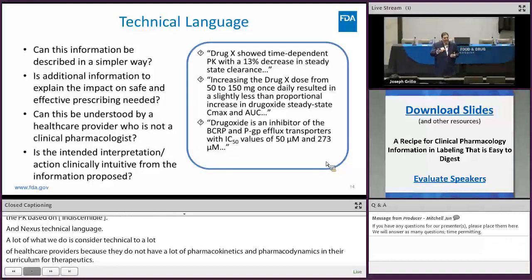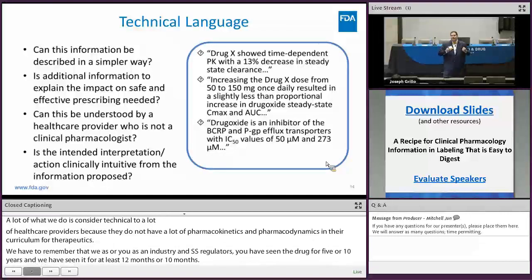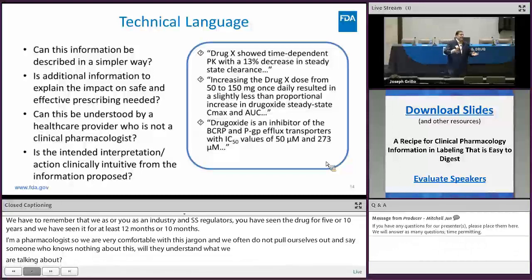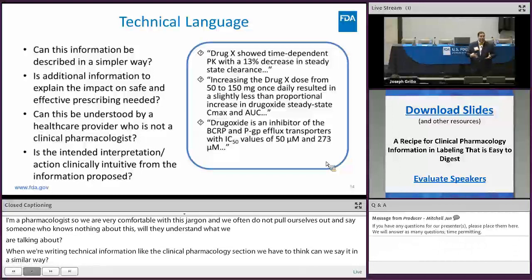I'm a pharmacologist, and so we're very comfortable with this jargon. And we often don't pull ourselves out and say, well, is someone who knows nothing about this able to understand what we're talking about? So I think that's what we need to do. So when we're writing technical information like the clinical pharmacology section, we have to think about, can we say this in a simpler way? If we can't, then can we add additional pull-through to just tell them how to use this information, what we're thinking with this information? Of course, can this be understood by someone who's not a clinical pharmacologist? That's always a big question.